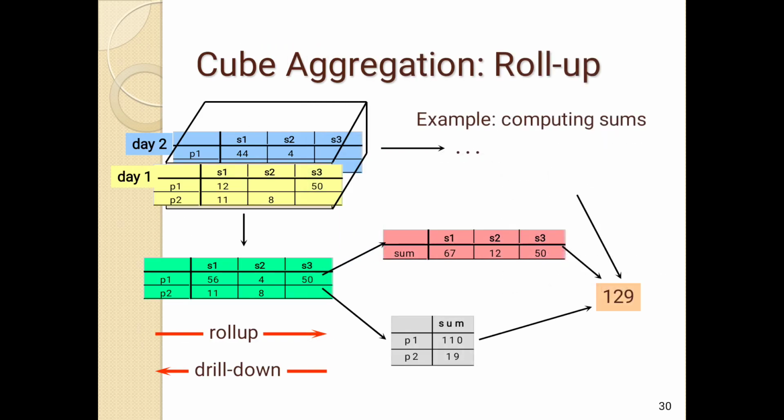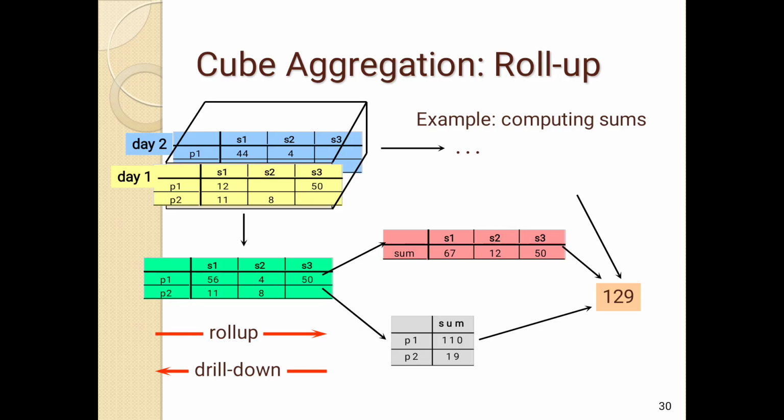Okay, so next one is cube aggregation. That means you are rolling up. So what is a roll up? Roll up is climbing up a hierarchy. That means, as I told, right, going from a low hierarchy to a higher hierarchy, that we call a roll up. And drill down is the opposite of roll up. Okay, so let me show with some example.